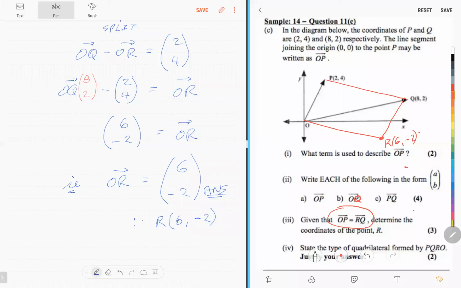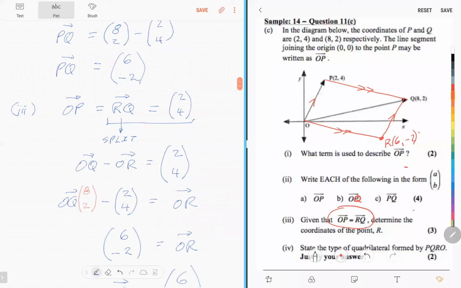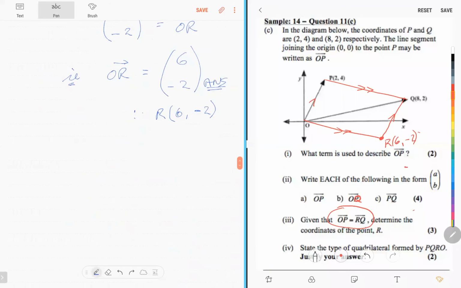And they want us to tell them what kind of quadrilateral that is. It looks like a parallelogram. But to confirm it's a parallelogram, we have to show that this vector equals this vector, and that this vector PQ equals this vector OR. So let's confirm that. Now let's look back at what the PQ was on the top. The PQ is right here, 6, -2. So we're saying the PQ side is equal to the OR side, which is 6, -2.